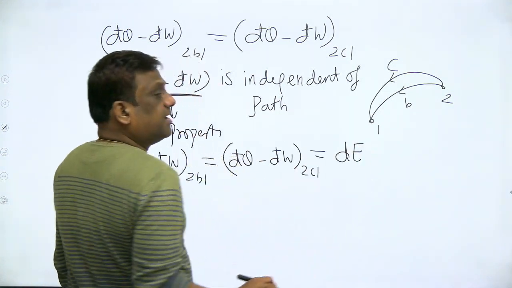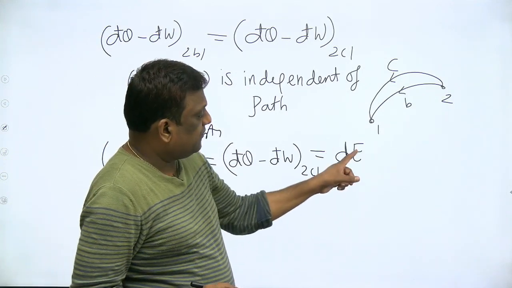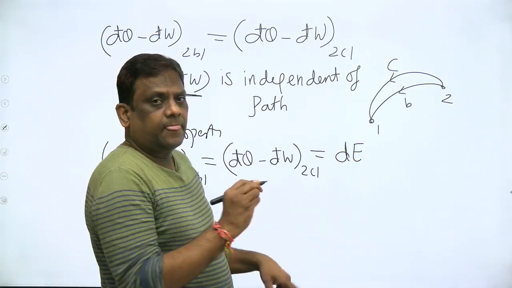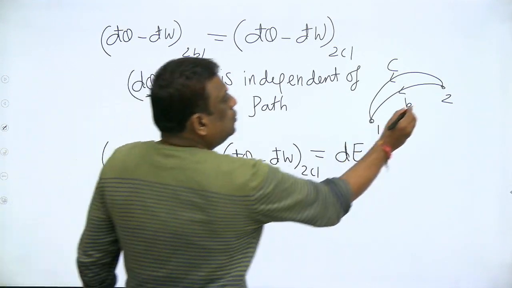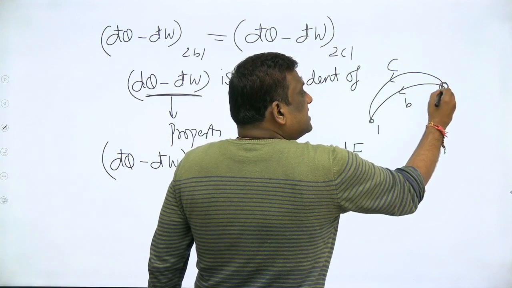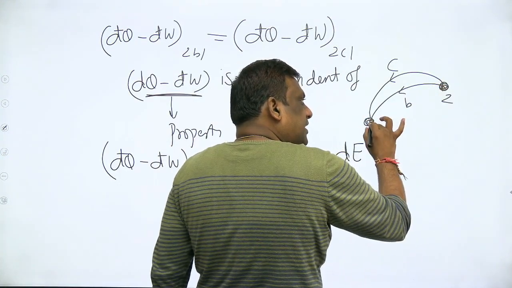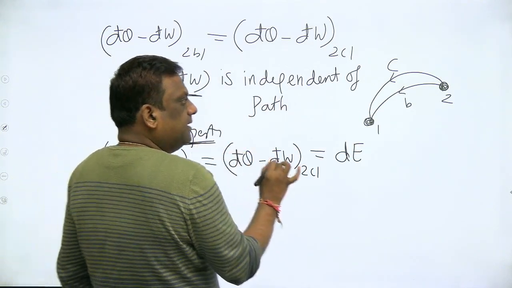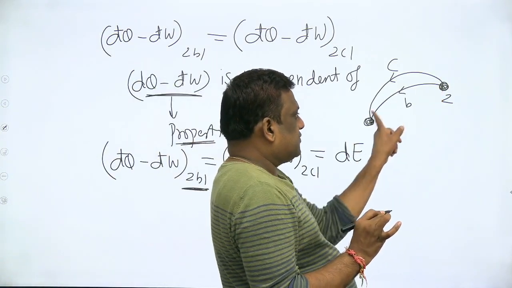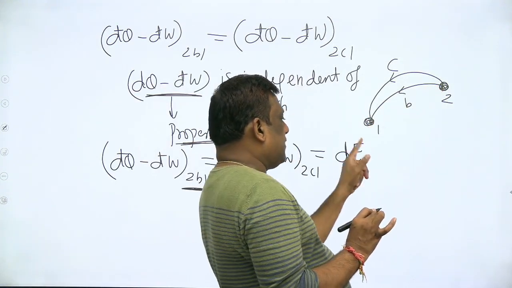Some students may be wondering, sir, why are you writing D? D means difference of energy. Why not simply E? The reason is it is occurring from 2B1 to 1. Whenever it is occurring from 2 to 1, point 2 is different, point 1 is different. Energy is a property. When energy is a property, whenever there is a change of state, there will be change in property. So the change is happening from here to here. That's why I wrote DE.